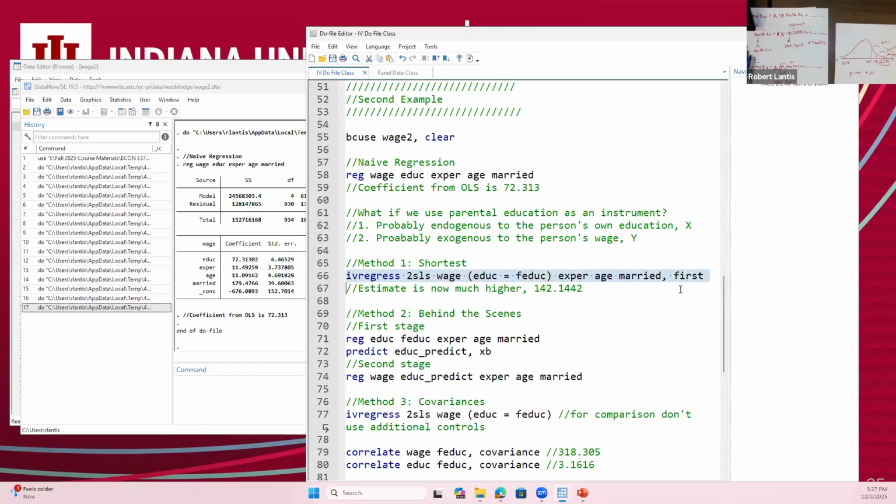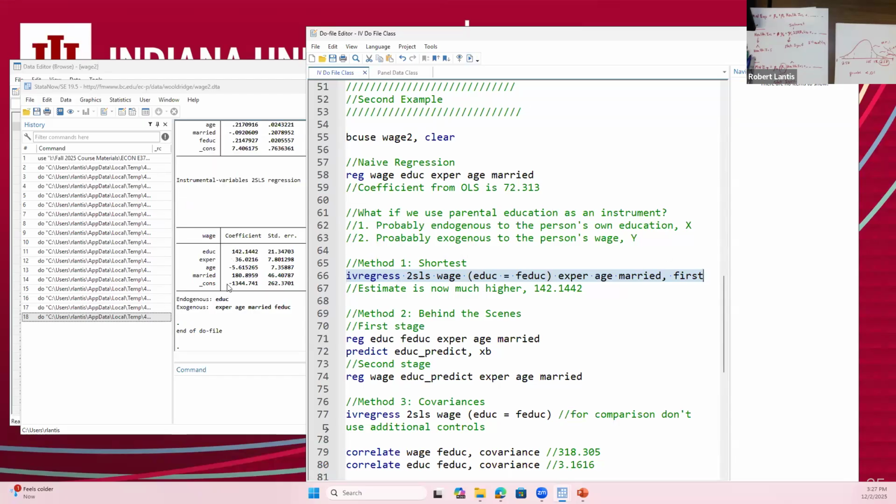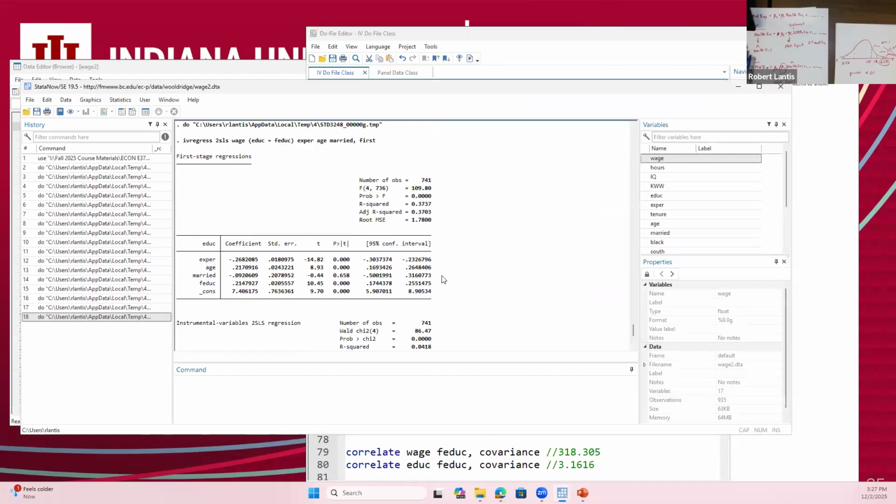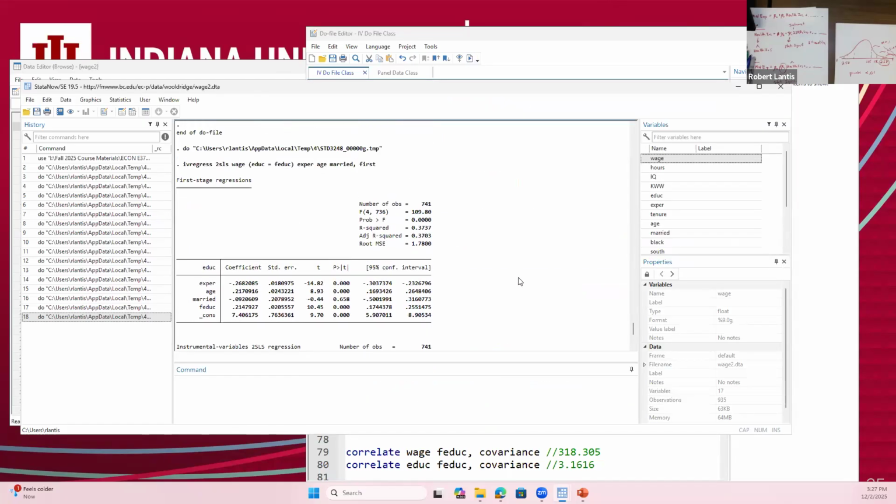We can use this IV regress command. I want to look at the first stage results. What do I have from this first stage that suggests that using father's education was a good instrument? First thing, we just talked about it on the quiz, is that the F statistic is way greater than 10. Right? It's 109. The second thing we can look at is what? The statistical significance of that instrument, which here is highly statistically significant. So at least for that first criteria, it looks like we have a good instrument.